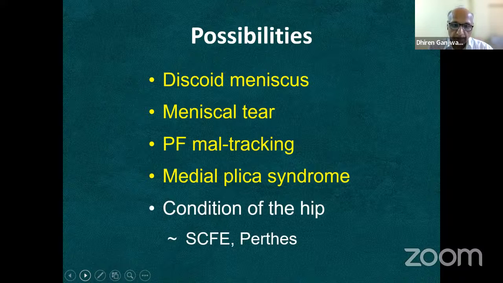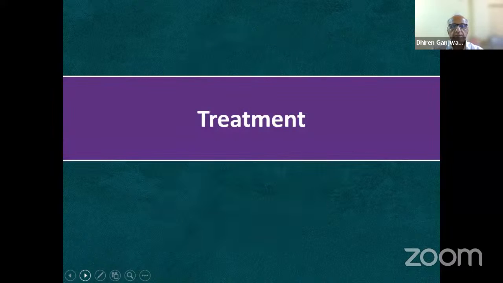Another important point which I would like to emphasize to all the postgraduates: any patient coming with knee pain, don't just focus on the knee. Think about conditions of the hip also. Slipped capital femoral epiphysis or late-onset Perthes are the two conditions which we have to think of. They are hip problems, but the child may present with pain in the knee joint.